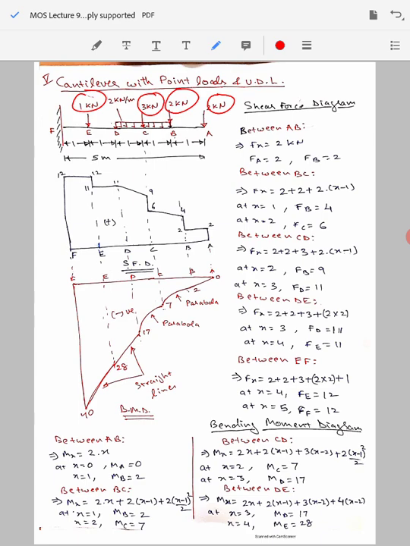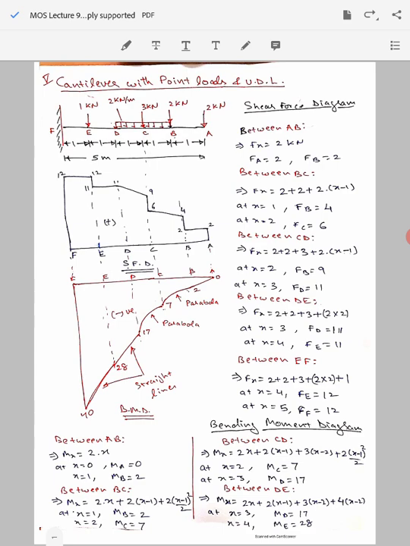we are also given that the beam is subjected to a uniformly distributed load of magnitude 2 kilonewton per meter between point B and point D. So from point B to point D it is subjected to a uniformly distributed load of magnitude 2 kilonewton per meter. The total length of the beam is 5 meter, and the exact distance of these loads where they are acting is also given to us, and we need to draw the shear force diagram and the bending moment diagram for this beam.